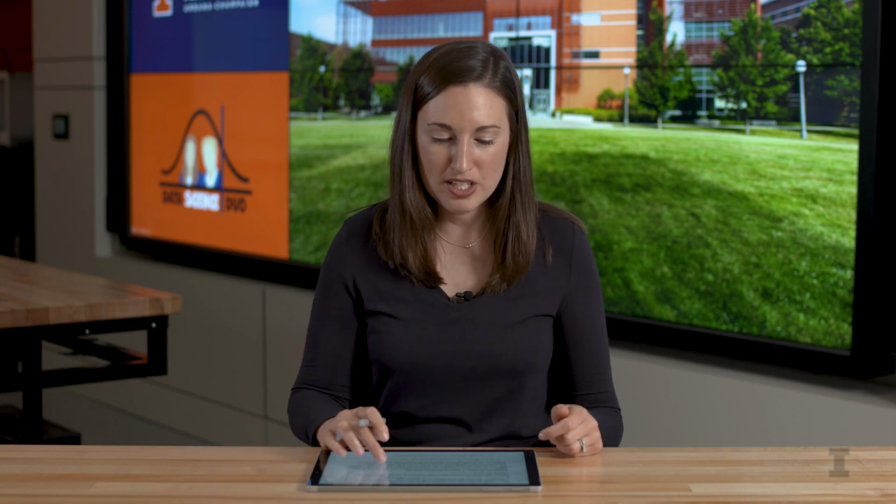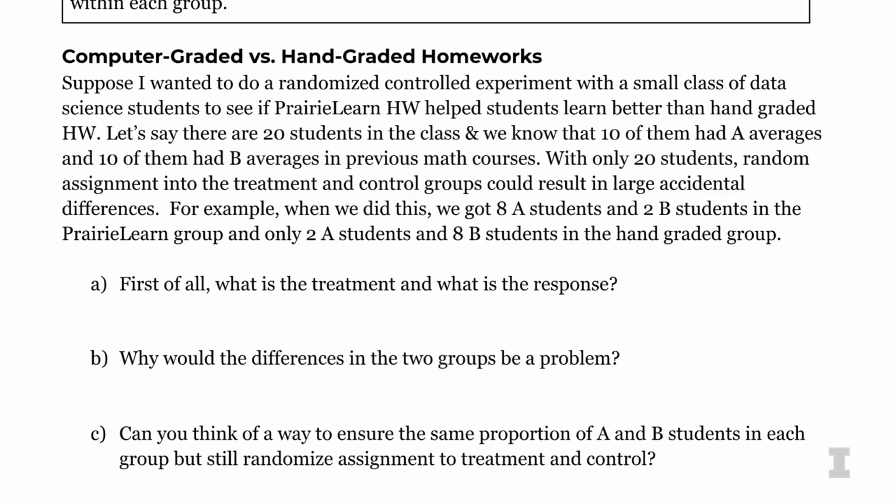So for this example, first of all, with any study, we want to know what's the treatment and what is the response. I'm going to say that the treatment is the thing that we're trying to decide if it works. And this was the Prairie Learn homework, or the computer graded homework. So the treatment group is the group that got the Prairie Learn homework, and the control group got the regular hand graded homework.